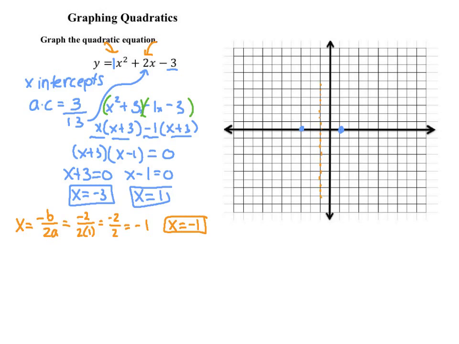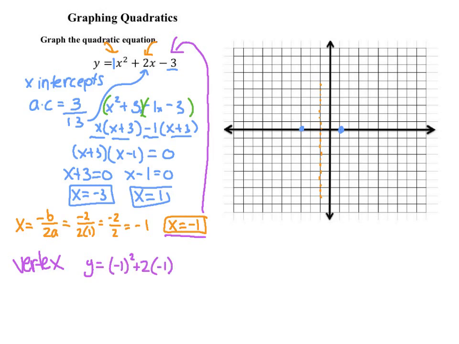The last thing you need to do is find your vertex. To find your vertex, you're going to take your line of symmetry and plug it back into the equation. Notice my line of symmetry says x equals negative 1. So I'm going to plug that into all my x's. So I get y equals negative 1 squared plus 2 times negative 1 minus 3.